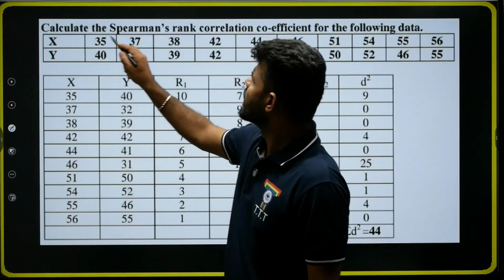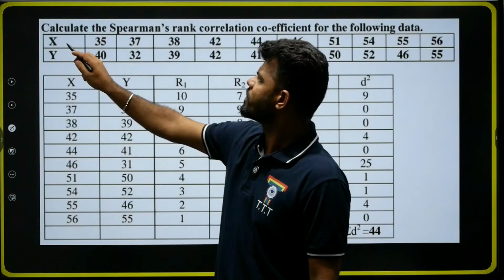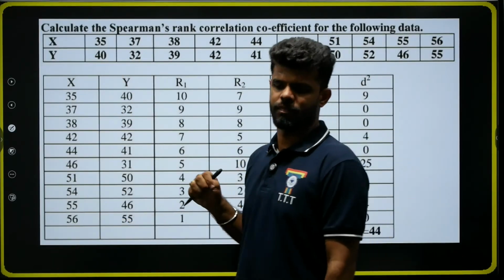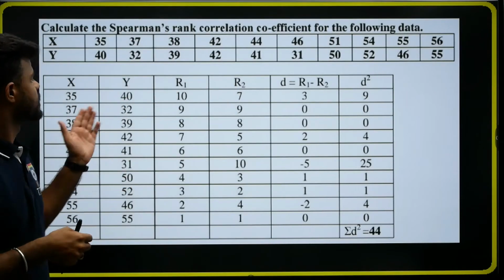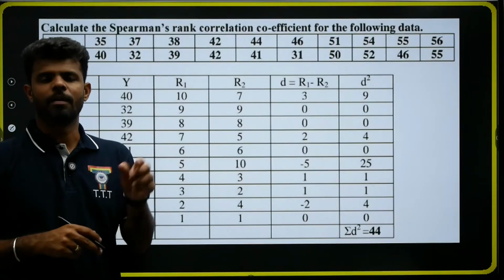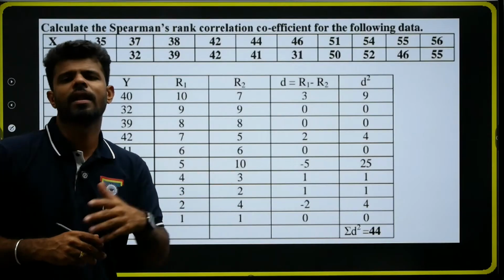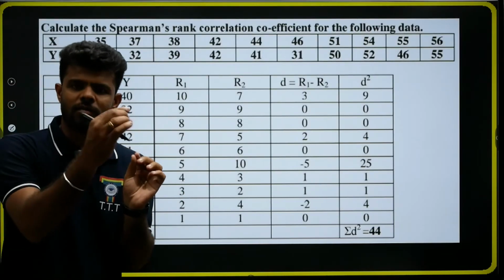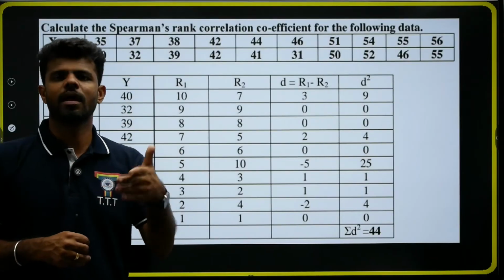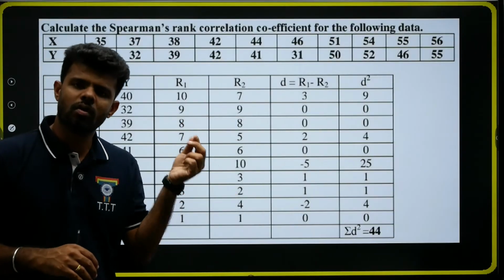So here, calculate Spearman's rank correlation coefficient for the following data. The data is given, x values and y values. We have to take the x and y values in columns. After taking x values and y values, you have to calculate the rank of each variable. For each x and y variable, you have to calculate ranks. So how to calculate ranks? If it is the highest value, you take it as rank 1, the next highest value as rank 2, the third highest as rank 3. Like that you have to write the ranks for all the x values.